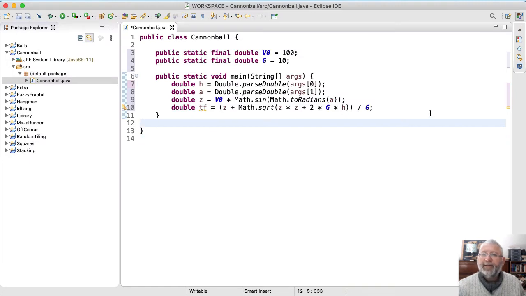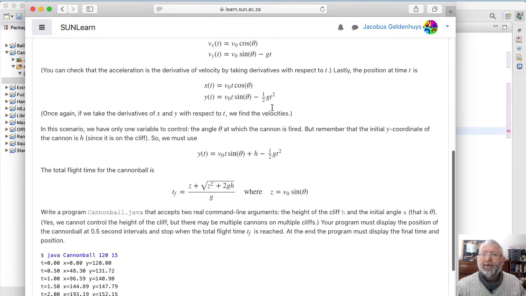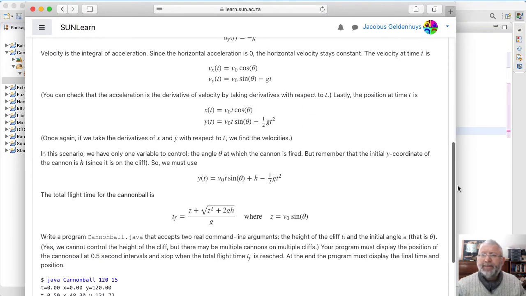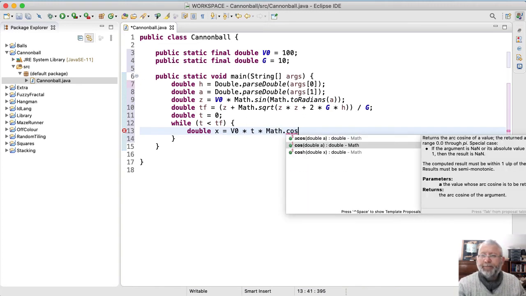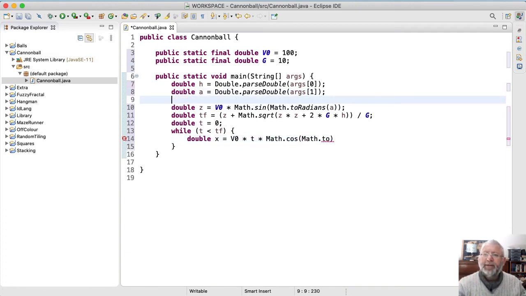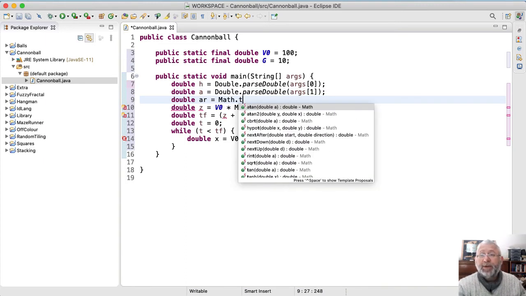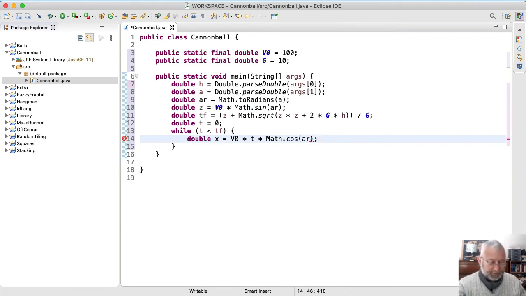Okay, and then we have this loop. So I'm going to have t start at 0. And while t is less than the final time, I'm going to calculate x, double x equals, and the formula for that was x is V0 times t times cosine of a. You know, it'll be easier to make a radians once, and then we don't have to use this construction all the time because it's not going to change. If it was going to change, I would not do this, but can't type today. But I think our life will just be easier. a in radians. Okay.